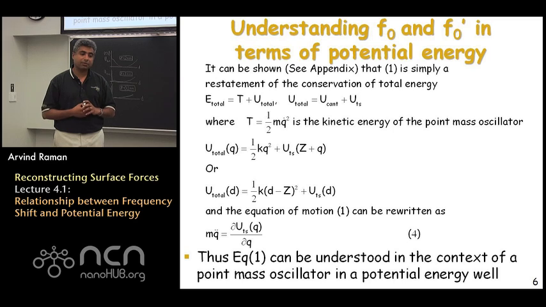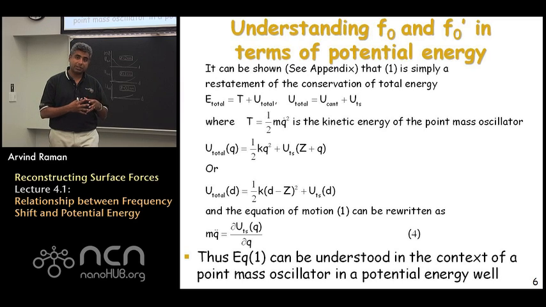So if you look up the appendix, you'll see why equation 1 is simply a restatement of the conservation of energy principle. In this particular case, the total energy of the probe oscillator system can be thought about as comprised of two parts. The kinetic energy of the point mass, which is going to be given by 1/2 m q dot squared, which is the kinetic energy of the point mass. The potential energy now is going to consist of two pieces. One is going to be the potential energy stored in the spring of the point mass oscillator, but also is going to be some potential energy stored in the tip sample interaction force.